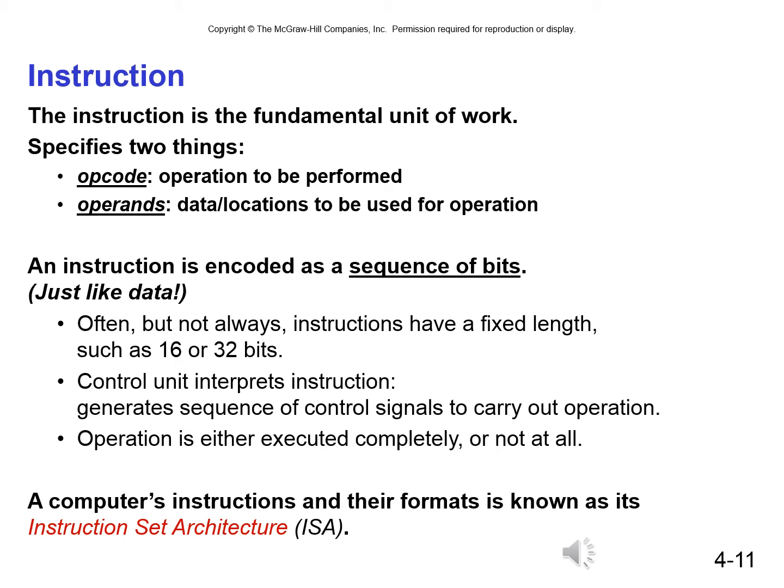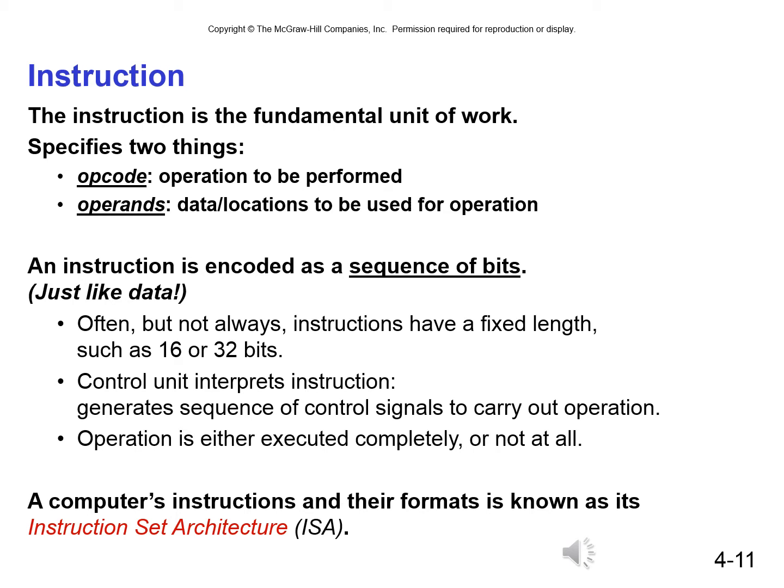The opcode for the LC3, which is a 16-bit instruction set architecture, uses a 4-bit opcode. So we could have up to 16 instructions, 0000 to 1111. So it includes the opcode, which is 4 of the 16 bits, and then the operands, the data and/or locations to be used for the operation.